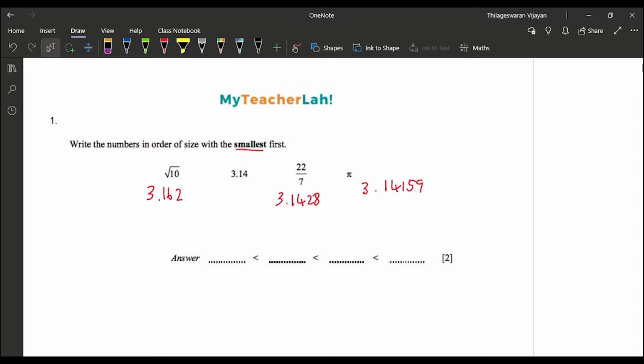So smallest first. Which one is the smallest number in this case? So you will start with 3.14. That's the smallest. And the second one is 3.141. So that would be pi. Do not end up writing this number instead of pi. So that will give you a wrong answer. Okay, the next one would be 22 over 7. Okay, and the largest number in this case is root 10.